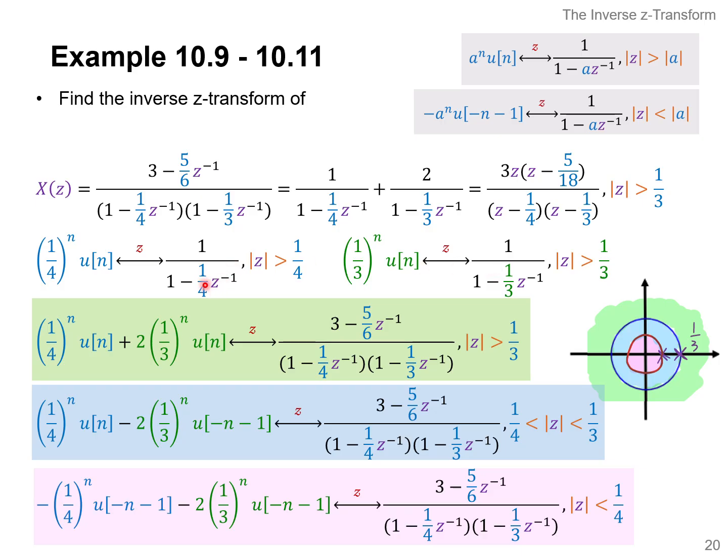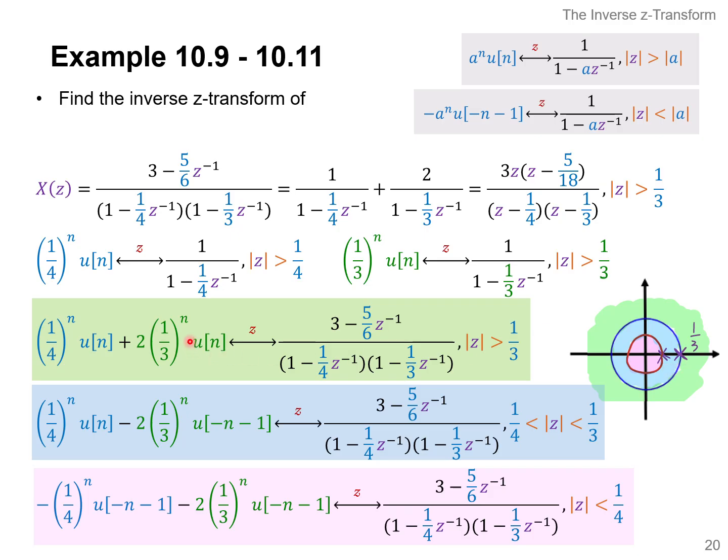For the first term, the inverse is a right-sided signal that looks like 1/4 to the n times the step function. Its ROC is outside the circle with radius 1/4. For the second term, the inverse is 2 times 1/3 to the n times the step function. Its ROC is outside the circle with radius 1/3. Now we combine the terms and look at the ROC.